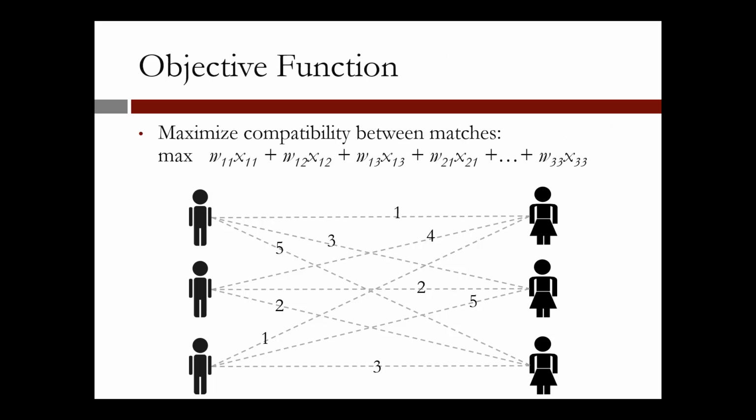We next define the objective function, which is to maximize compatibility between matches. In this case, we maximize the sum of W11 x11 plus W12 x12 and so forth up to W33 x33.